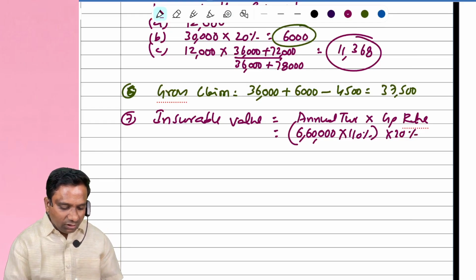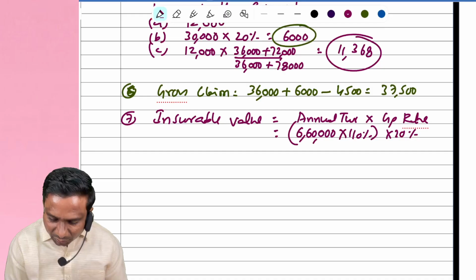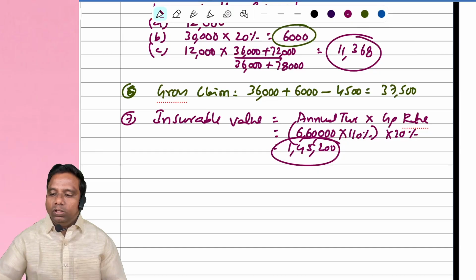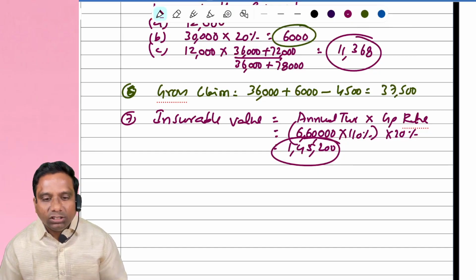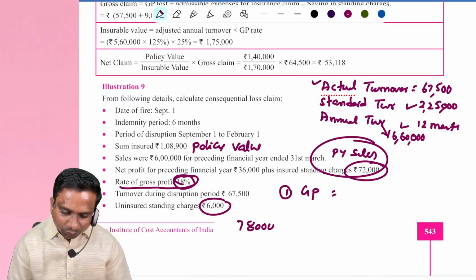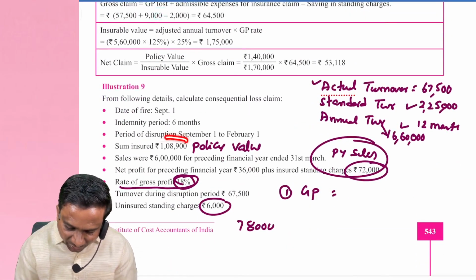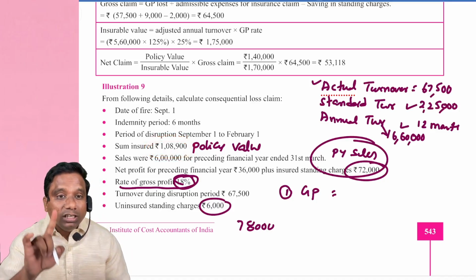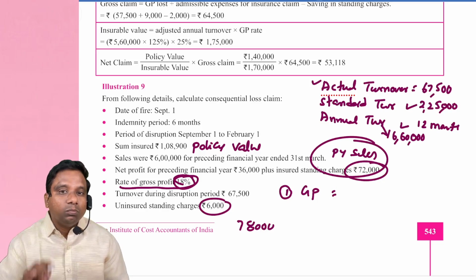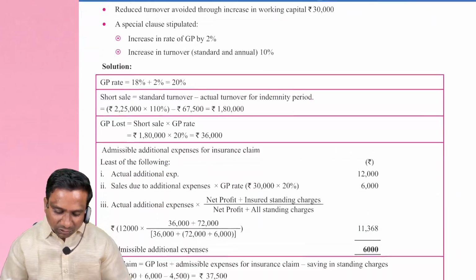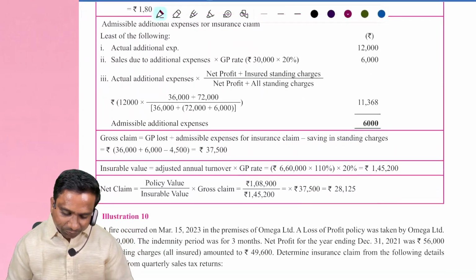So 6,60,000 into 110% into 20% means actually I should take the policy for how much? 1,45,200. Actually I should take the policy for 1,45,200, whereas I have taken the policy for 1,08,900. Tell me, insurable value is more than policy value, which means here the average clause is applicable. Yes, sir. Check the amount here.